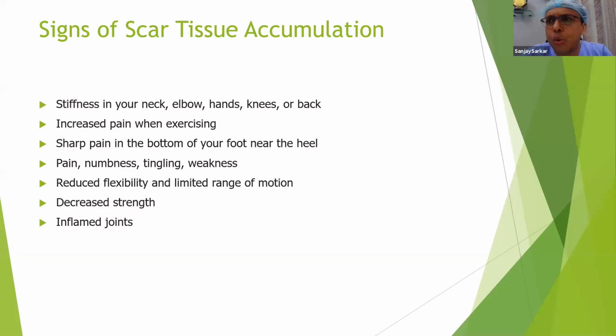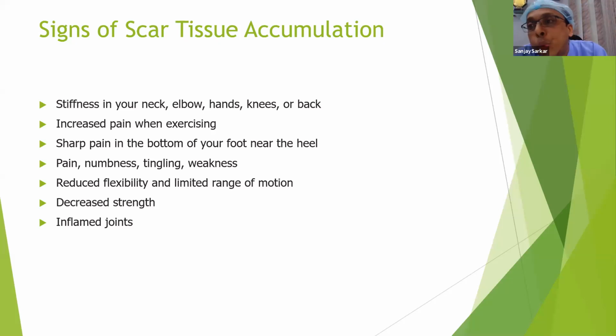So does that mean stiffness nowhere else is allowed? No. But if most adhesions and contractions, everything else, are found in the neck, elbow, hand, or back area, that's where the research on ART has found these are the key areas, not all areas, but key areas where you will come across more stiffness, or adhesions and scar tissue formations. Increased pain when exercising or during exercising is one of the signs. Sharp pain in the bottom of your foot, which is nothing but plantar fasciitis, right?